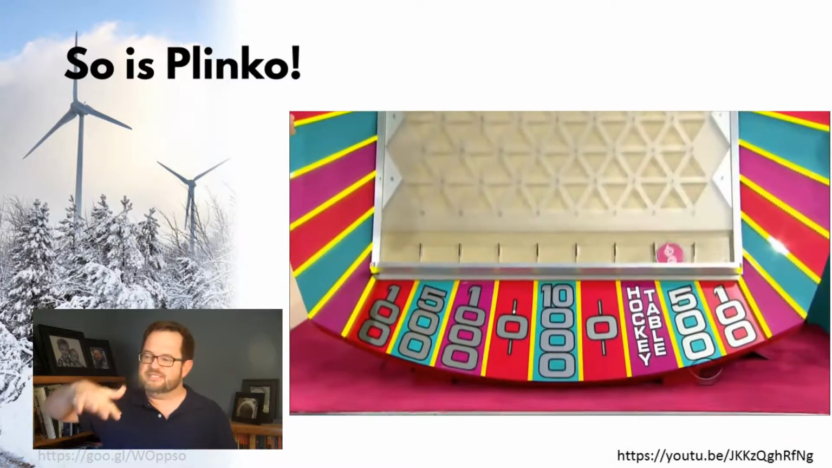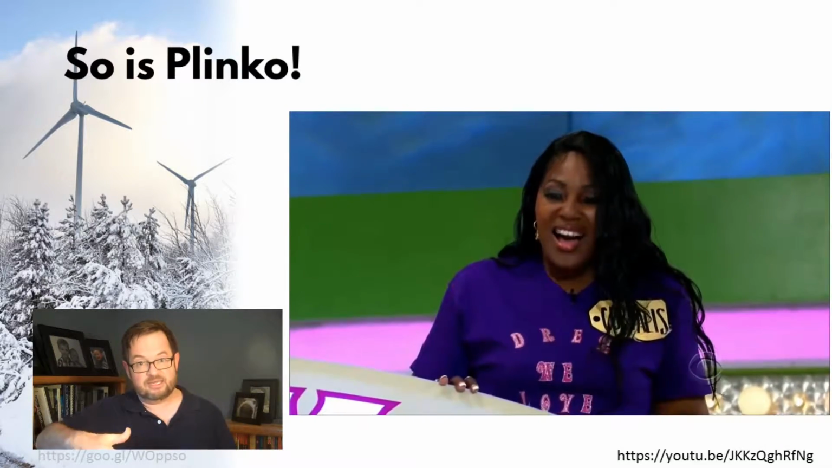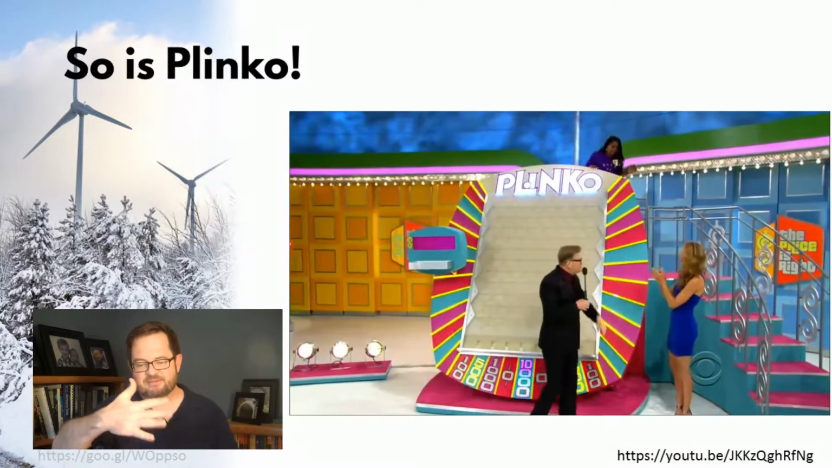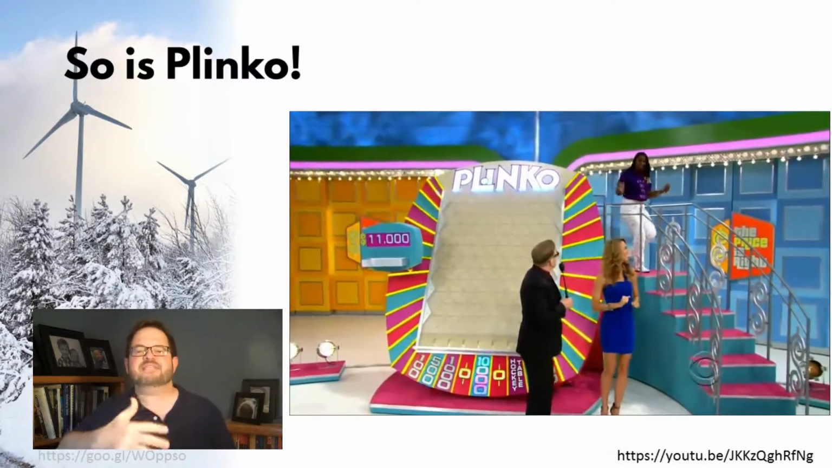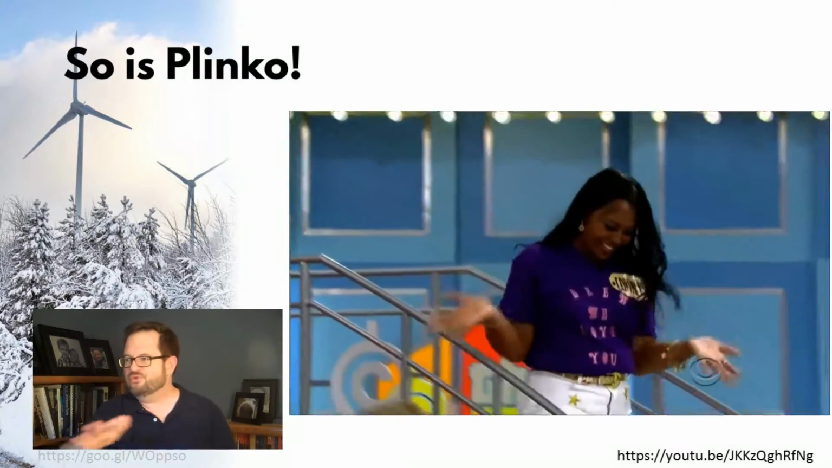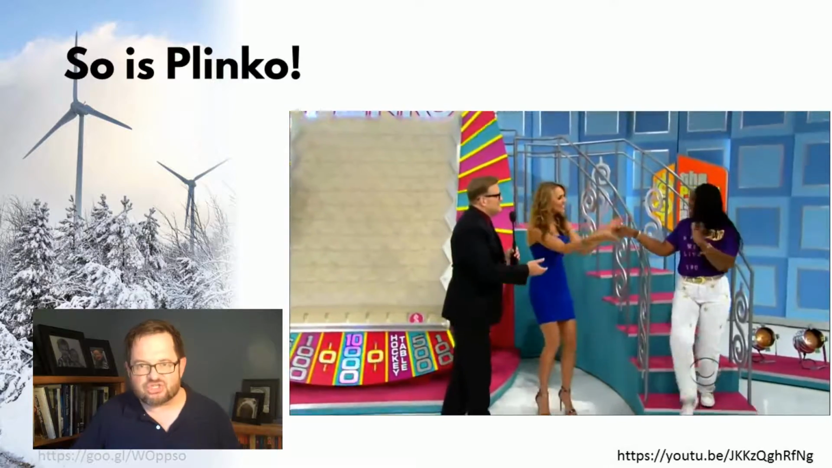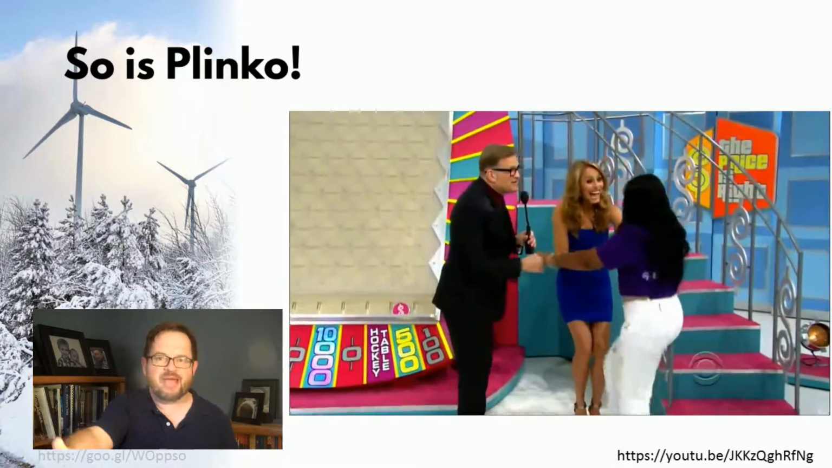Even tiny differences in exactly how she started the game. She'd have to have that Plinko chip in exactly the same spot on the board to the trillionth of an inch in order to make it follow the same path down.